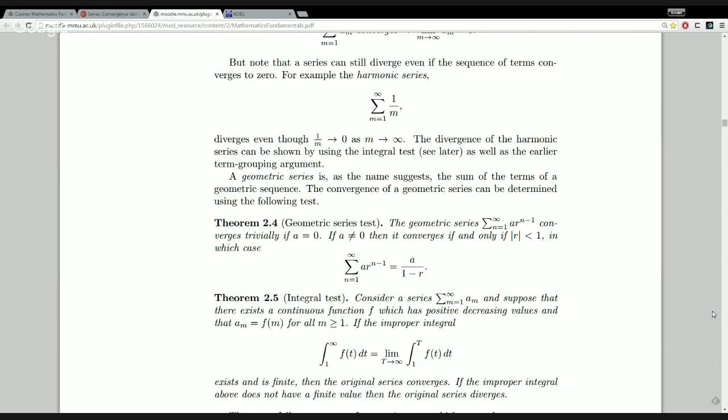Okay? Yeah? So clearly here, the absolute value of minus 64 over 5 is strictly bigger than 1. So this is a divergent series. The a over 1 minus r doesn't come into it because it's divergent. So is that okay? Any queries on that or further clarification I could give?